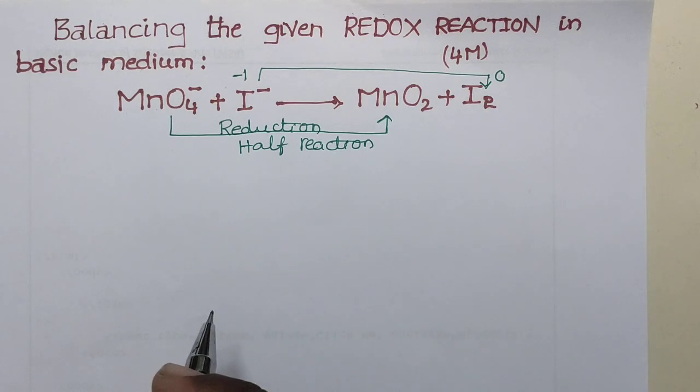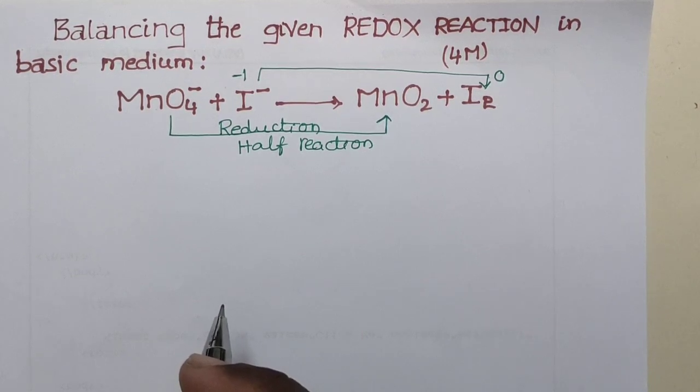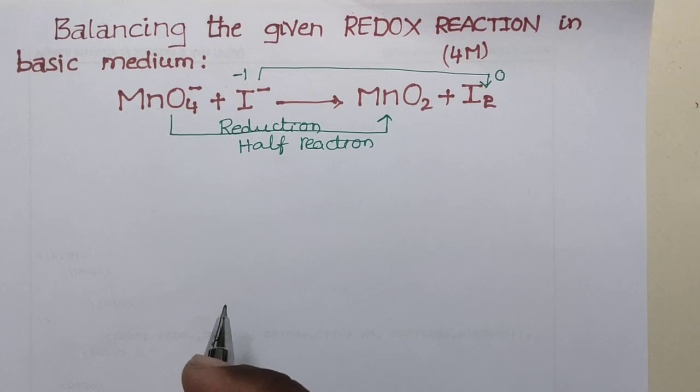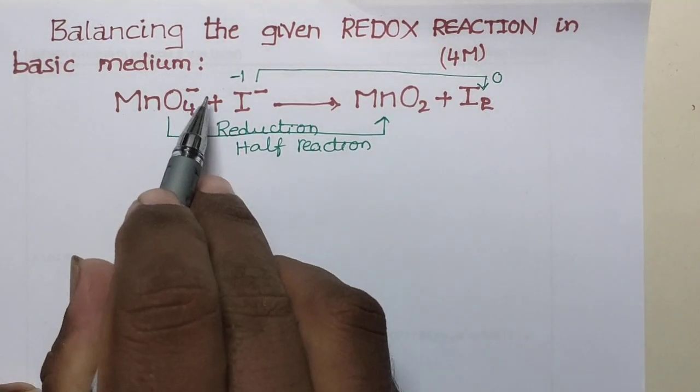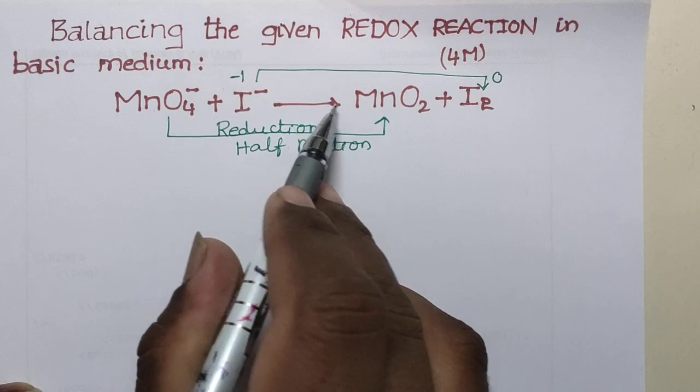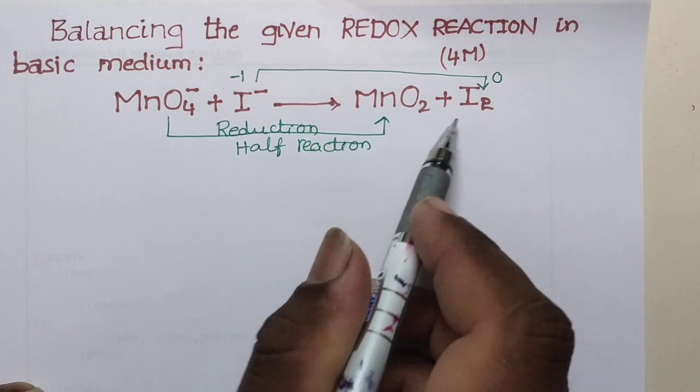Hi students, in today's video class, we are going to learn one of the important 4 marks questions in the stoichiometry lesson, that is balancing the redox reaction in basic medium by the ion electron method. మన ఇచ్చిన స్కెలిటల్ ఈక్వేషన్ని బేసిక్ మీడియంలో అయాన్ ఎలక్ట్రాన్ మెథడ్ యూస్ చేసి ఏ విధంగా బ్యాలెన్స్ చేయాలి అనే దాని గురించి ఈరోజు వీడియోలో మనం నేర్చుకుందాం. The given skeletal equation is MnO4 minus plus I minus gives rise to MnO2 plus I2.